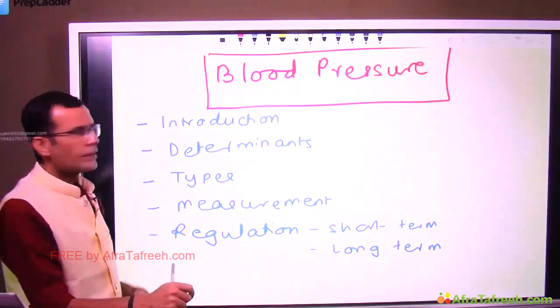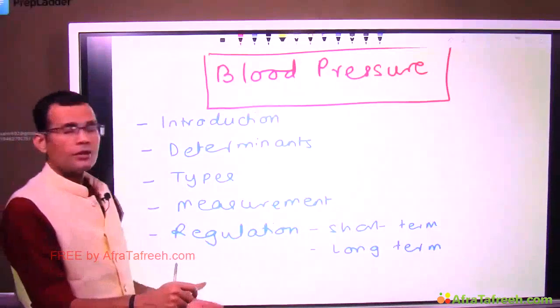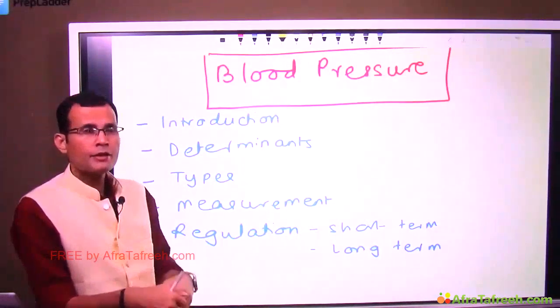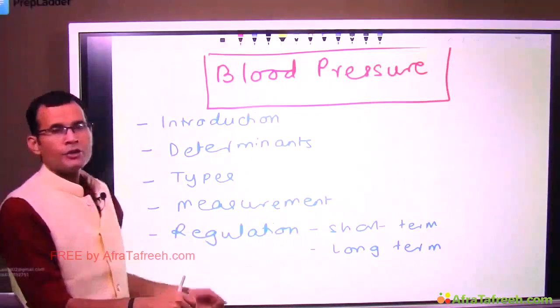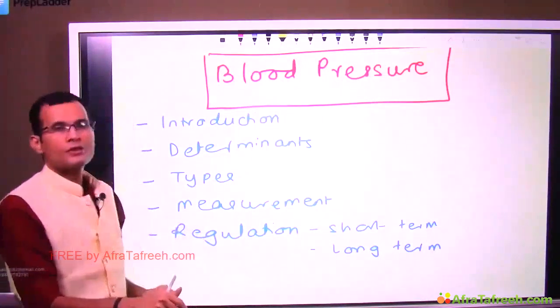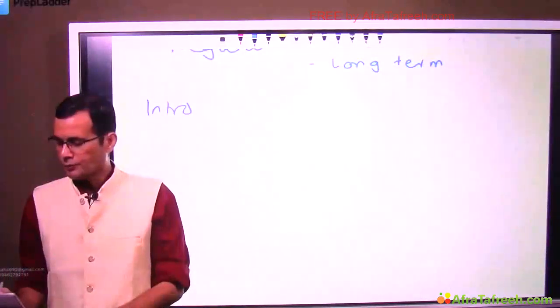We'll see the determinants, we'll see the types, different types of blood pressure, measurement of the blood pressure and various fallacies or errors, and finally the regulation. Most important part will be the regulation, as we will see in our discussion. Let's start with the introduction.